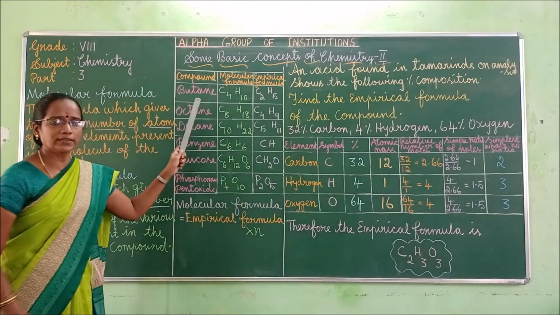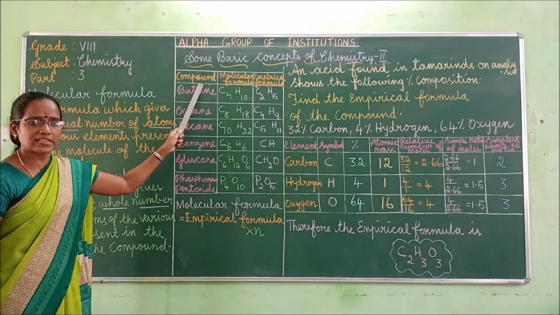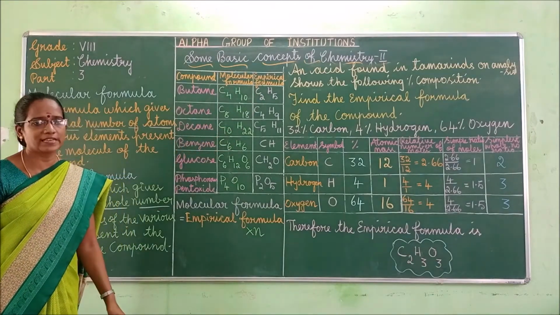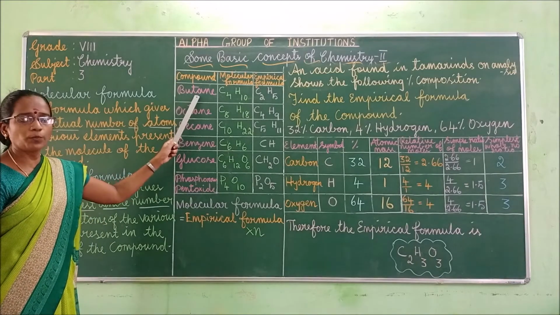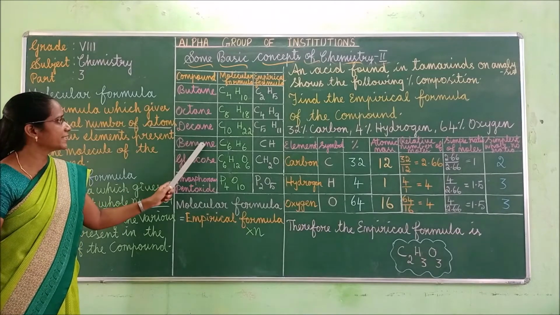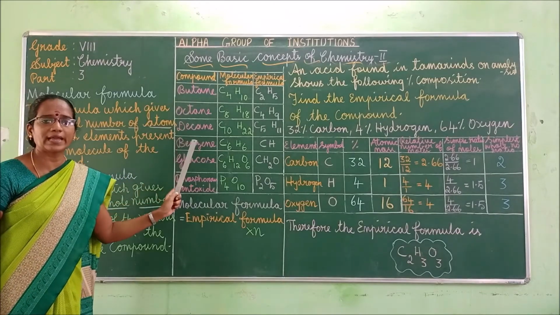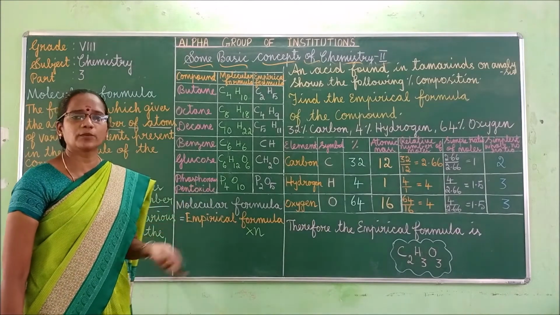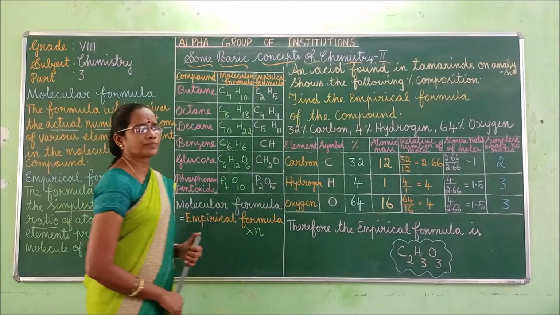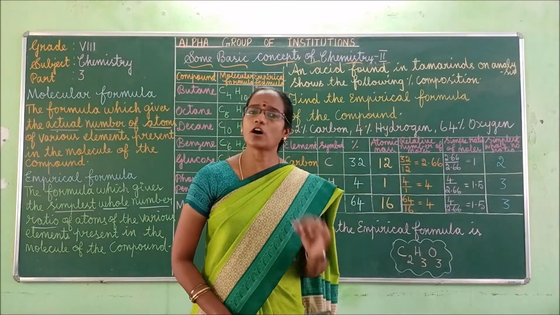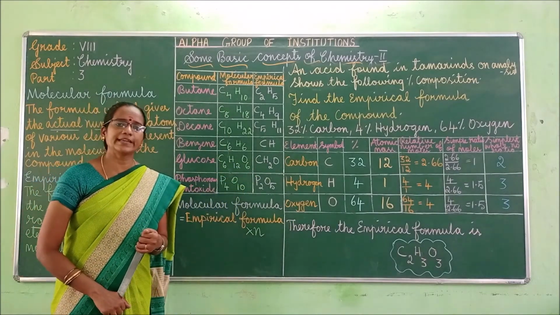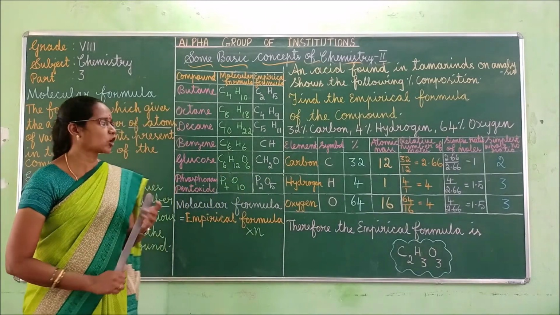Now look at this table. Compound is given, with its molecular formula as well as its empirical formula, right? Some compounds are given: butane, octane, decane, benzene. These are nothing but organic compounds. What is meant by organic compounds? Compounds which contain carbon are called organic compounds.